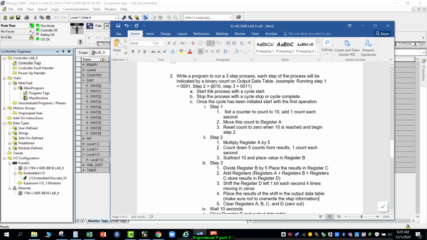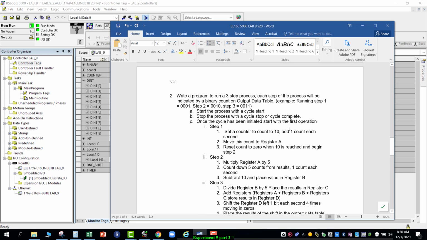Once we started the process, we go ahead and kick on step 1, which would what? The first thing we would do is write a value of 1 to the output data table saying, hey, I'm on step 1. We're going to do a real simple count here. We're going to add 1 count to a register, and then move that value to register A when we've attained that count. So that's kind of what I was thinking there. You can write right to A if you wanted to. Just make sure you understand what's going on there.